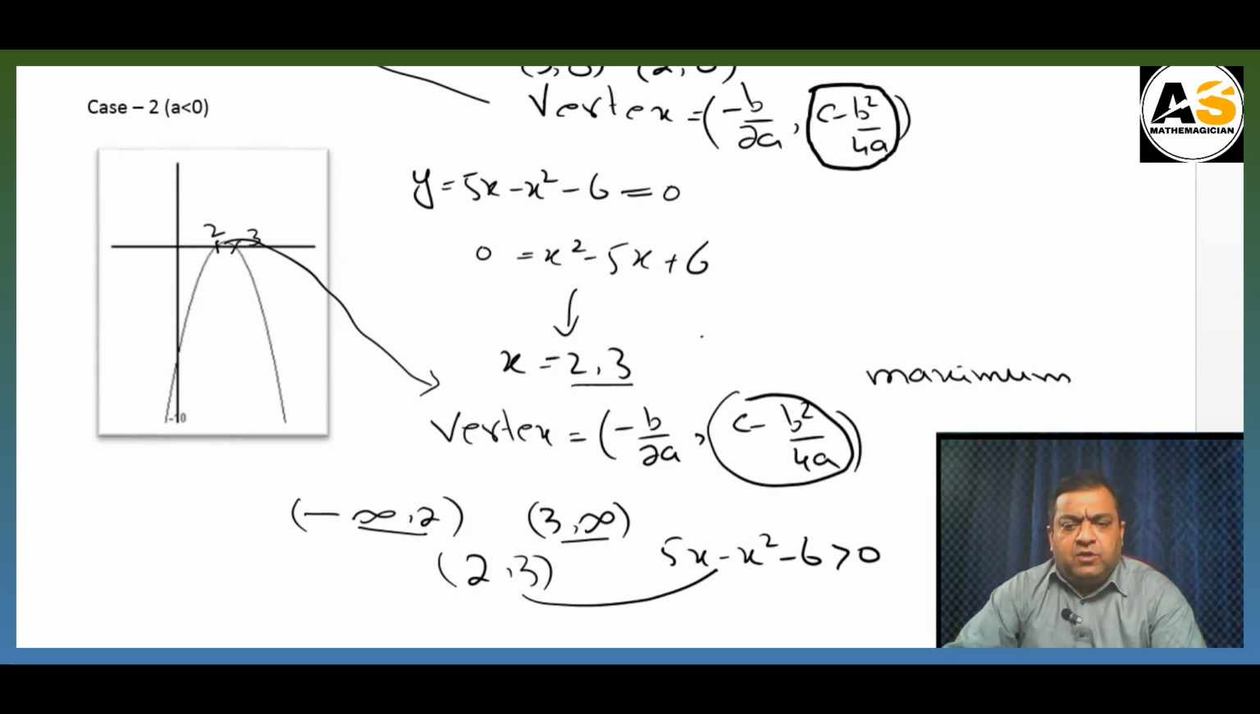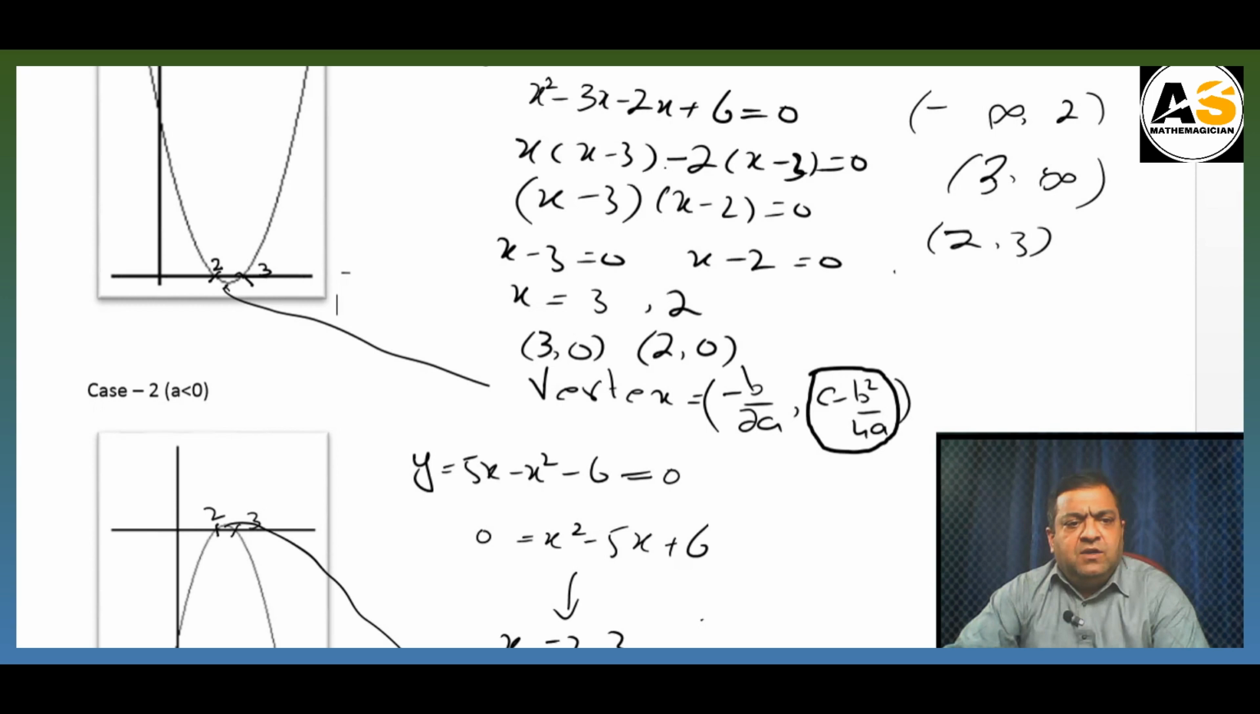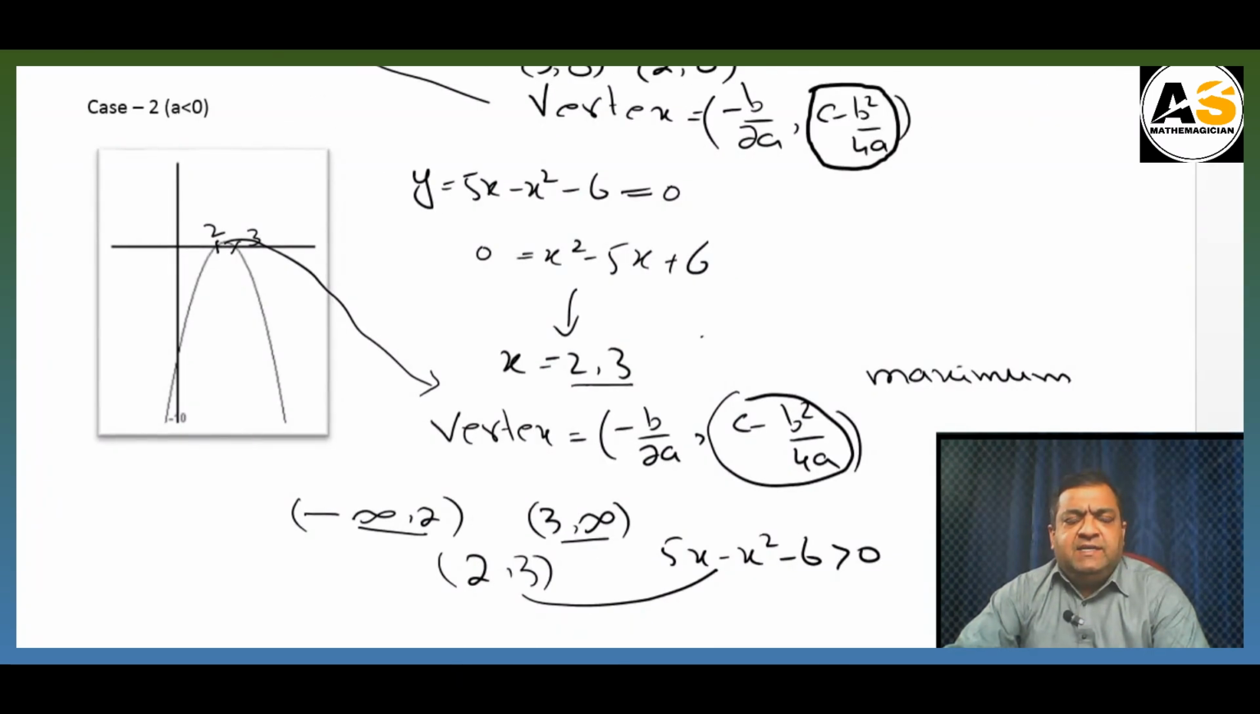So these were two cases of the quadratic polynomial, very important to solve quadratic inequality. We have to understand its graph. Graph opens upward when a is positive. It opens downward when a is negative.